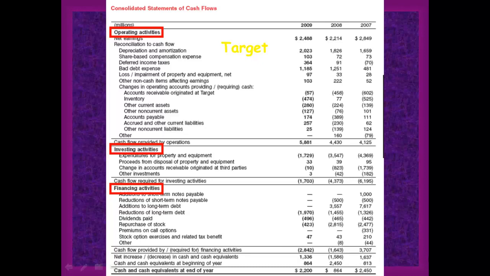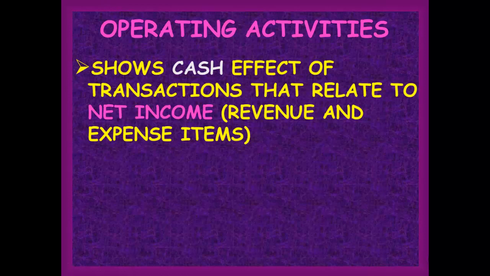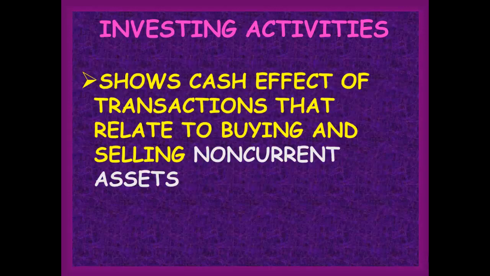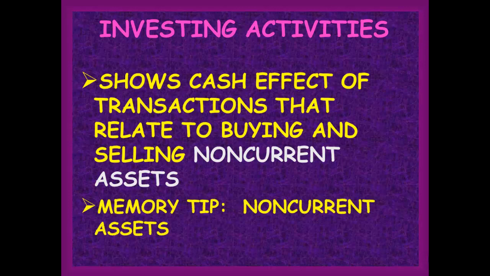Okay? Bottom line. Operating activities relate to items that tie into net income on the income statement. Things which relate to revenues and expenses. In effect, we're going to take my income statement from its accrual basis and convert it back to a cash basis. The next section, investing. Buying and selling non-current assets. Really, we're talking buying and selling property, plant, and equipment is by far the bulk of this. So in the investing section, we're talking about any changes in property, plant, and equipment, non-current assets.